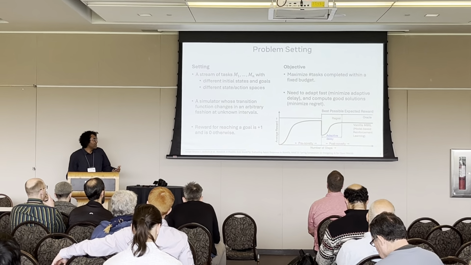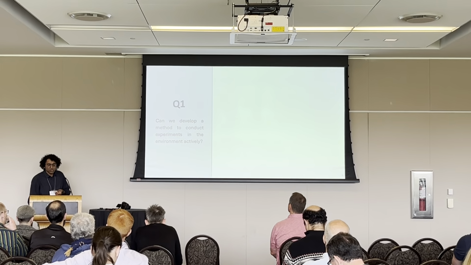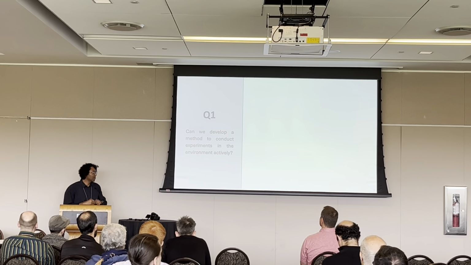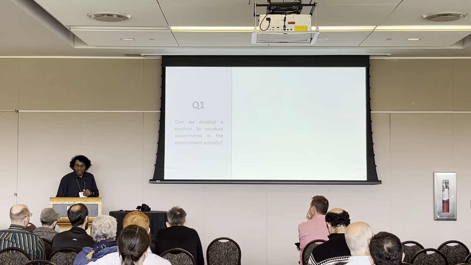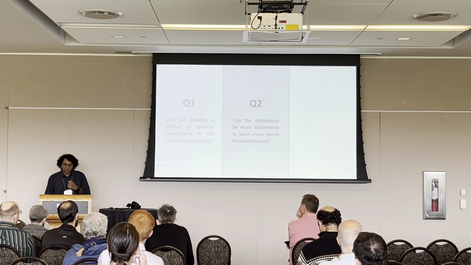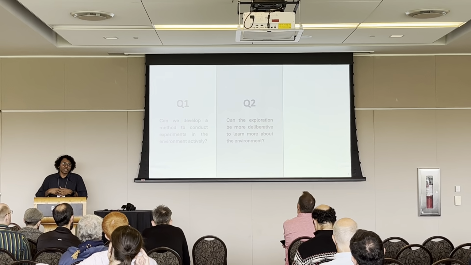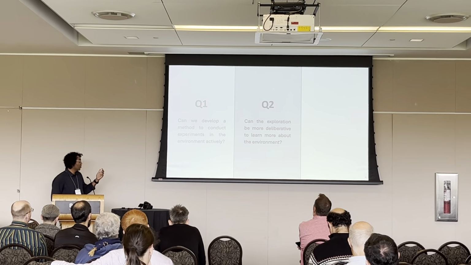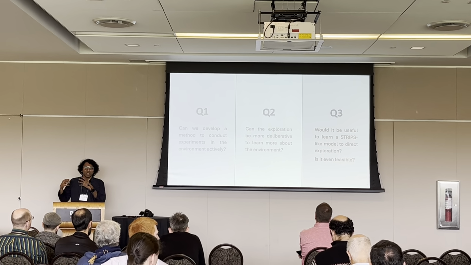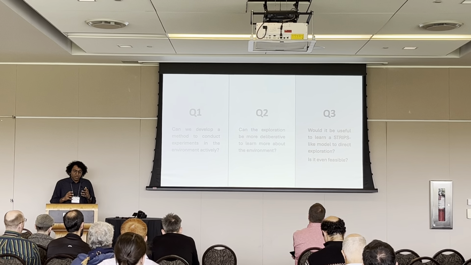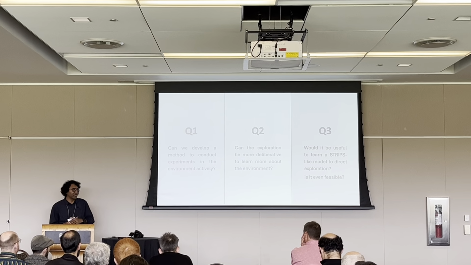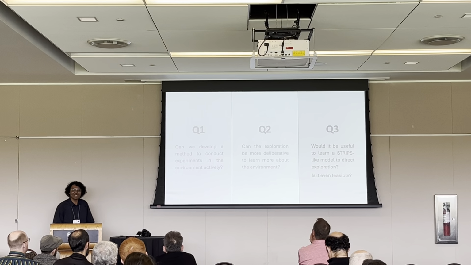Now, to solve this problem, we had some research questions that we were focusing on. The first one was, can we actively interact with the environment, probably through some sort of experiments, to gain more knowledge about the actions? Some approaches use random exploration, which I guess everybody is aware of. But we wanted to see if this kind of exploration can be more deliberative to learn the environment dynamics more efficiently. And of course, we wanted to know if it would be useful to learn a planning model, and if it is even feasible. And I guess to no one's surprise, since I'm giving a talk here, the answers to all of them are yes. And we will see how we do that.